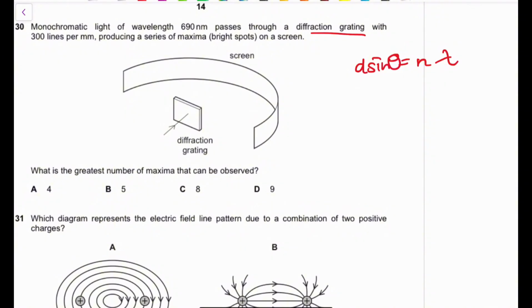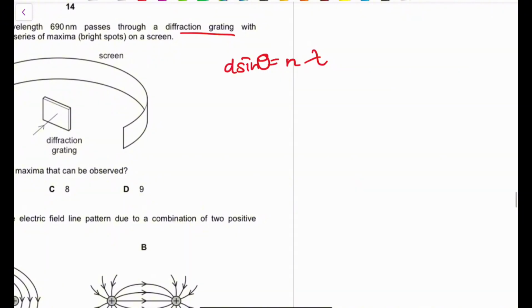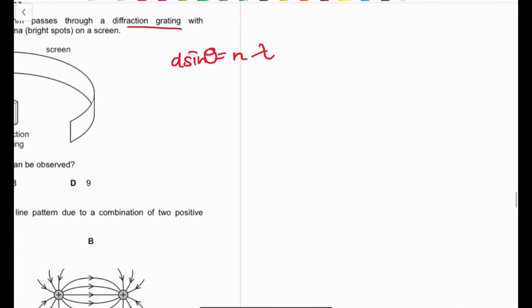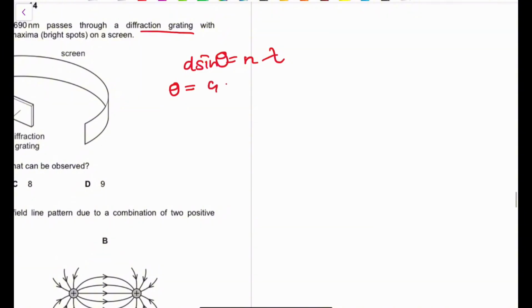In this case, this is a concept that I want to teach you, which is about finding the greatest number of maxima that can be observed. It's one concept that's very, very important. Whenever you want to find the maxima, you always use this concept. The greatest value of theta that you can form is going to be 90 degrees, and that's a fact, because this theta can actually be 90 degrees. So whenever we've been asked the greatest number, always use d sine theta with theta equivalent to 90. So in this case, theta is going to be 90 degrees.